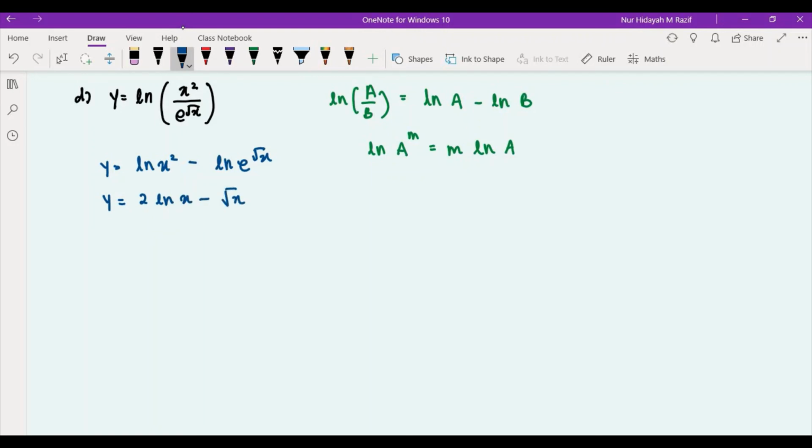And again, if you differentiate this, you are going to have dy/dx is equal to 2 over x minus 1 over 2 square root of x. You can just leave it at that, or your solution can also be in the form of dy/dx is equal to 4 minus square root of x over 2x.